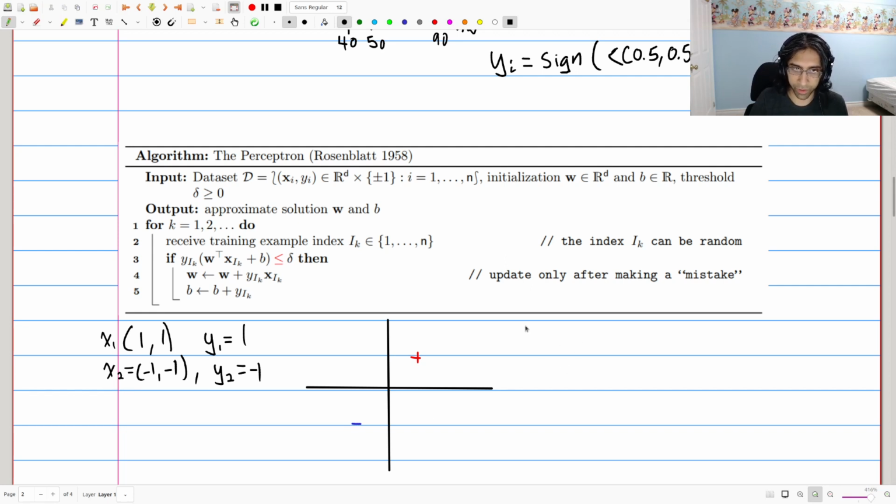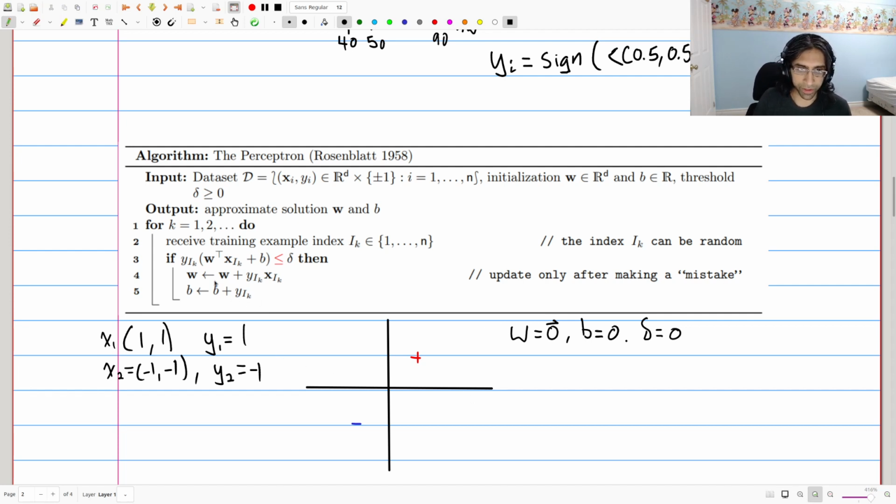We're going to start with the initialization. How do we initialize our parameters? A common thing is to start with w equal to the 0 vector and b equal to 0. And delta can be taken to be 0, just for simplicity.